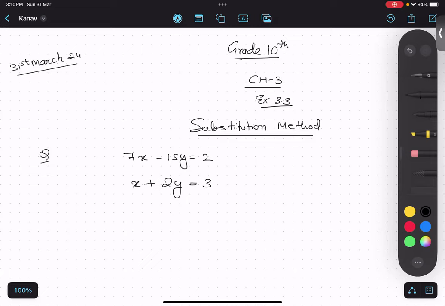So in this question, substitution method. Substitution method means we are going to substitute one variable value in another equation, basically. So there are two equations as you can see. Yes or no? Yes.